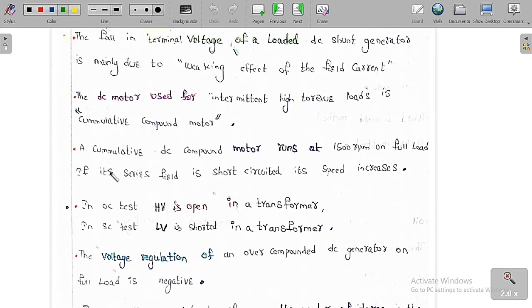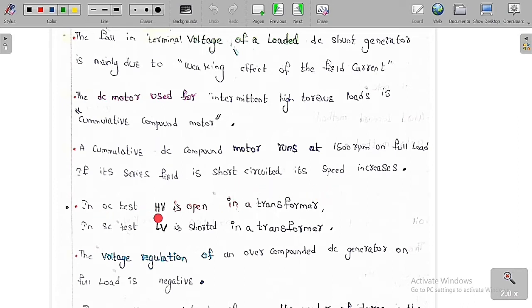A DC cumulative compound motor runs at 1500 RPM on full load. If its series field winding is short circuited, I have already told you, whenever the series winding is short circuited, the flux will decrease, because phi is equal to phi SH plus phi SE. As phi SE is equal to 0, the flux will decrease, so the speed will increase. So a cumulative DC compound motor runs at 1500 RPM on full load. If the series field is short circuited, the speed will increase.